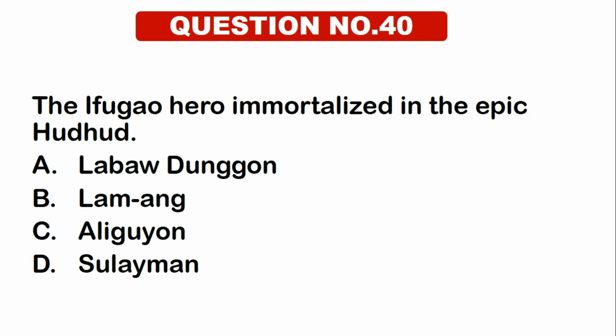Number 40, the Ifugao hero immortalized in the epic Hudhud. A, Labaw Dunggon, B, Lamang, C, Aliguyon, D, Sulaiman. The correct answer is Aliguyon. The Ifugao hero immortalized in the epic Hudhud is Aliguyon, the prowess of Aliguyon. Hudhud is the epic of the Ifugaos. It narrates events about the culture and traditions of the Ifugao tribe and their hero, Aliguyon.